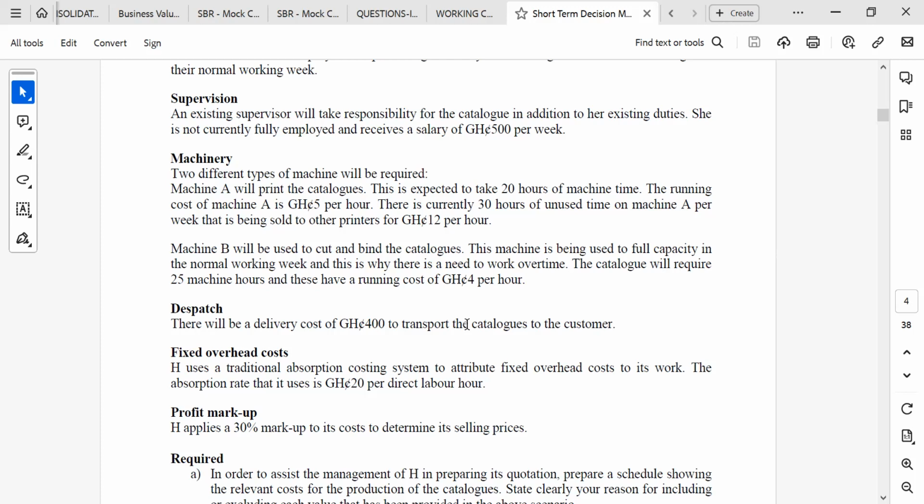Okay, two different types of machine will be required. Machine A will print the catalogs. This is expected to take 20 hours of machine time. The running cost of machine A is 5 cedis per hour. There's currently 30 hours of unused time on machine A per week that is sold to other printers for 12 cedis per hour.